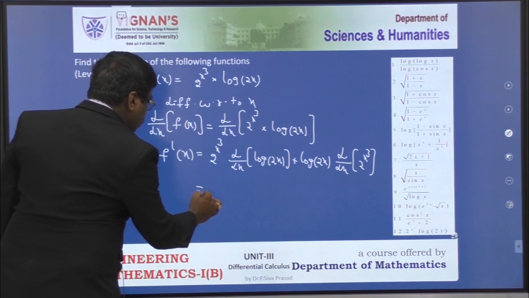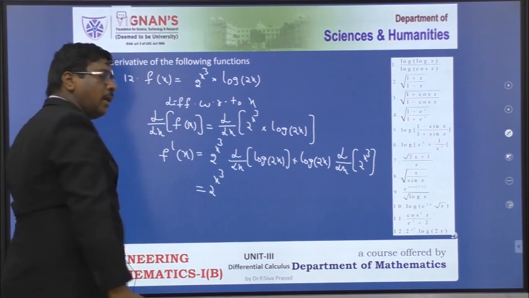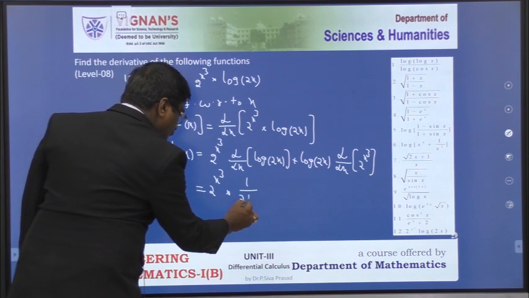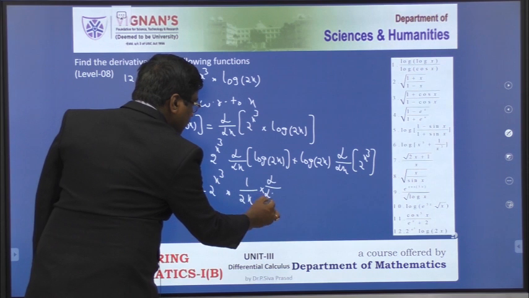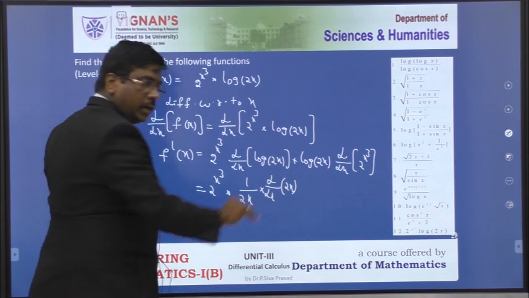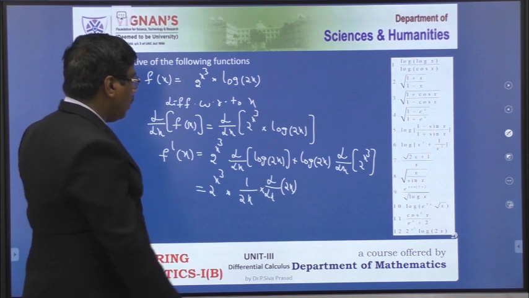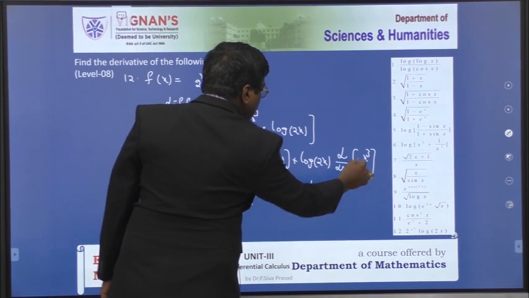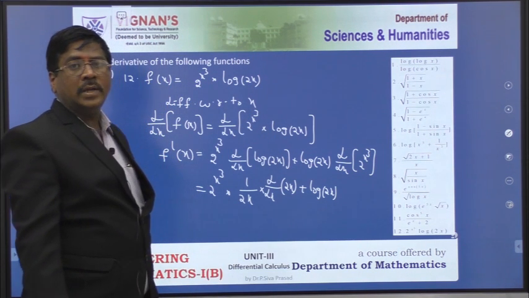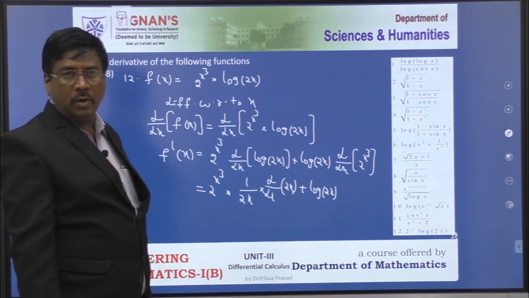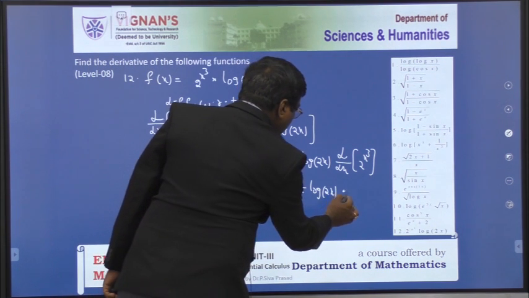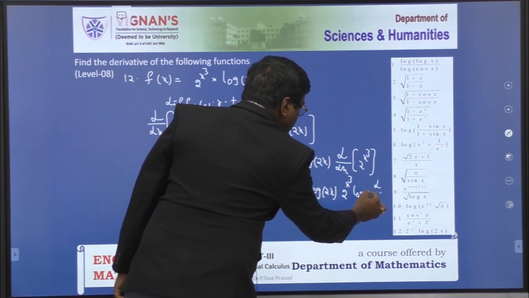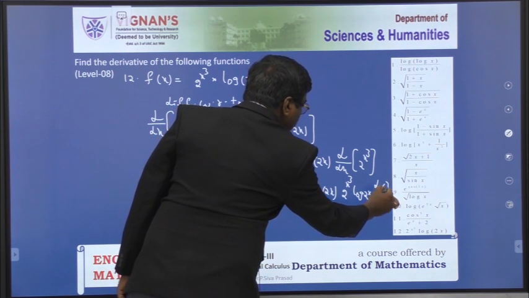Then this is 2 power x cube into d by dx of log 2x. Then that is equal to 1 by 2x into d by dx of 2x, the internal derivative, because I had to apply the chain rule here. Plus log 2x into, then this is in the form of a power x. A power x derivative is a power x into log a. Therefore this is 2 power x cube into log 2 into d by dx of the internal derivative x cube.